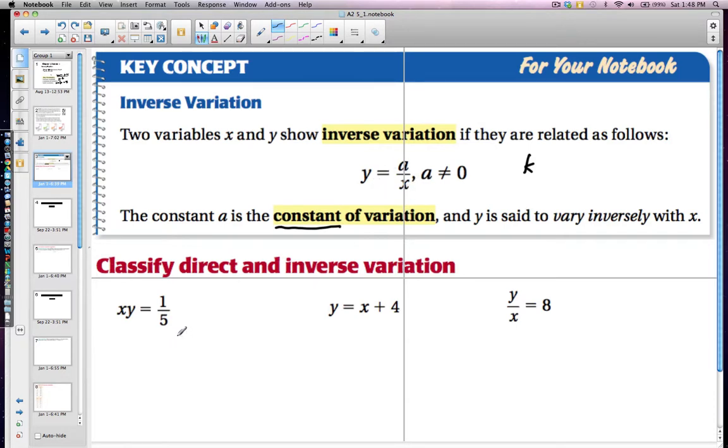Okay, so if you want to take a look at which type of variation it is, you would want to put it back and compare it to the forms. And again, I'm going to go ahead and switch to a. So y is equal to a times x is direct variation, and this is inverse variation. So if we want to take a look at these, if we put them in the form y equals, in this case I'd divide by x, so this would be 1 over 5x. This would be inverse.